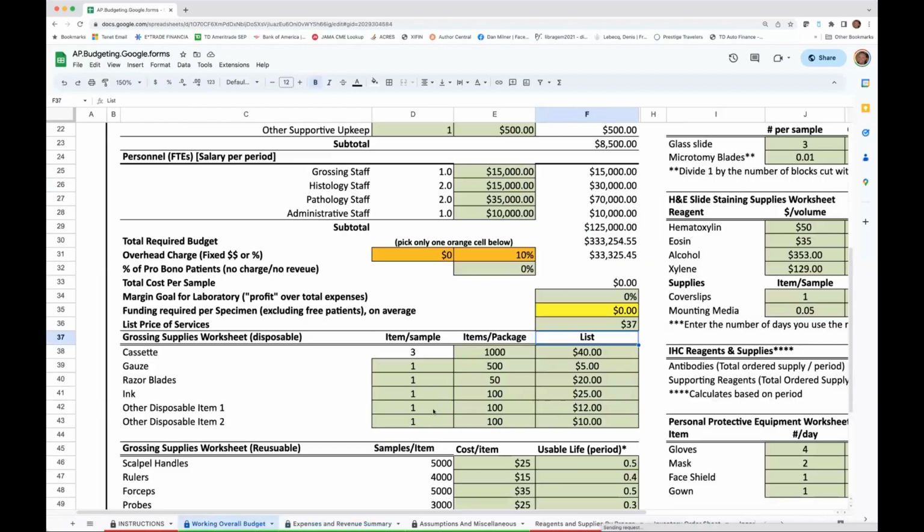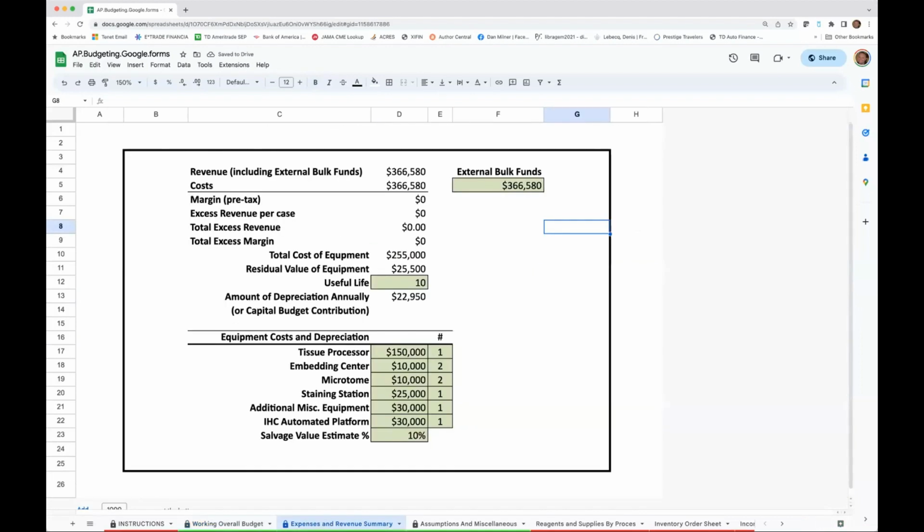So when we come back over here, look at that. Now our funding required per specimen is 0. So we know we've balanced our budget, right? Because we've done everything we need to do. So you can actually balance your budget just like you need to do, and you would put this at 0. And then what's going to happen over here is that this all is now balanced out. We've got our revenue equals our costs. The government's writing us a check for that to run the lab each year. We don't have any excess revenue, et cetera.